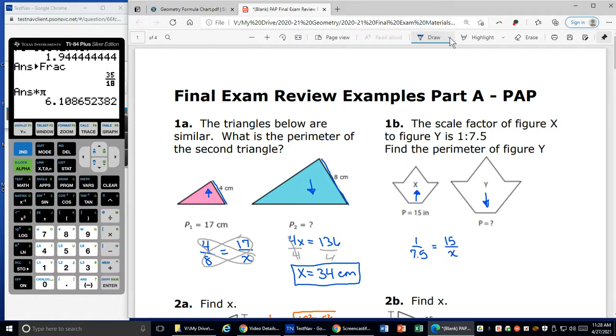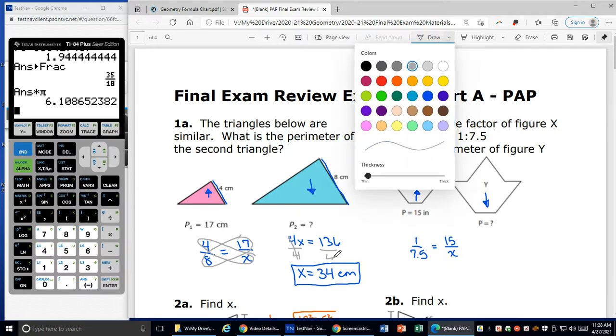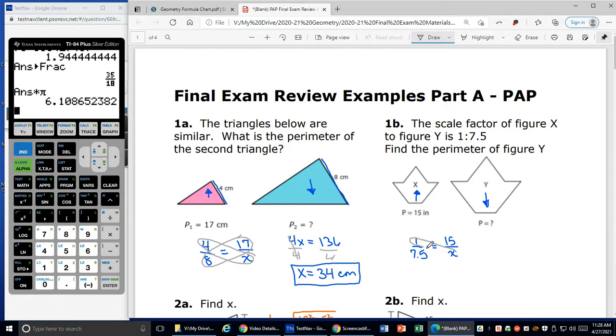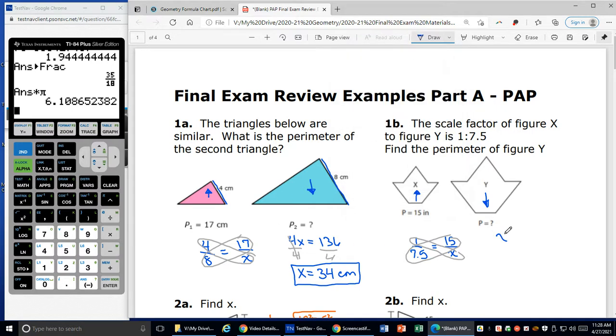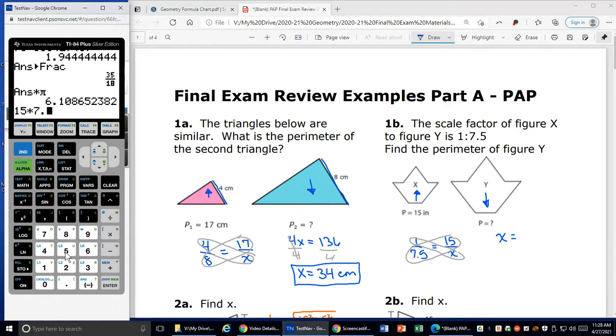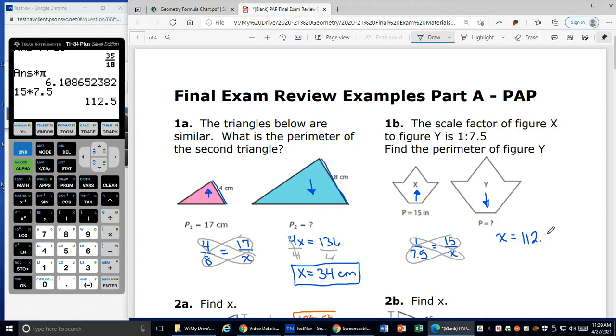And then I'm going to, just like in my example problem over here, I'm going to cross multiply. 1 times X and 15 times 7.5. 1 times X is just X, and 15 times 7.5 is 112.5. There's my answer. Let's look at 2B.